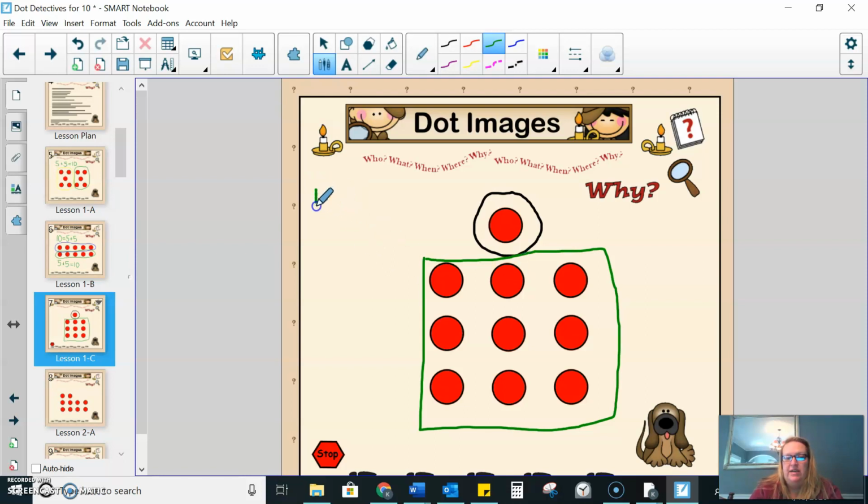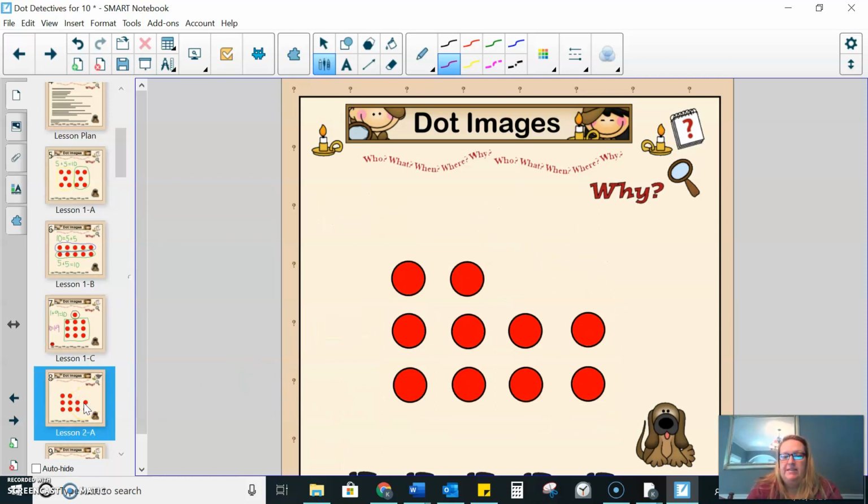So it could look like 1 plus 9 equals 10. Awesome. Or if we wanted to switch around and put the sum first, we would say 10 equals 1 plus 9. Awesome job, friends.